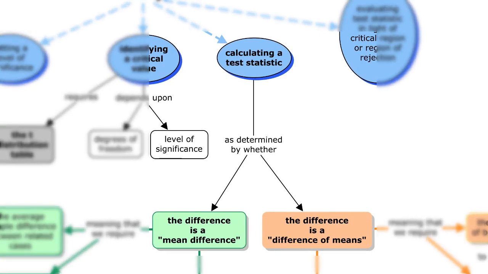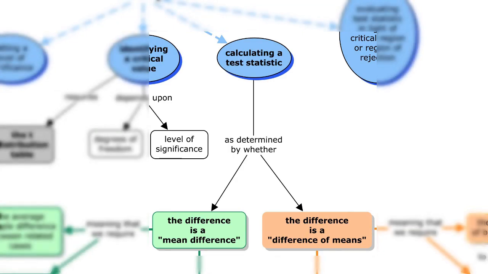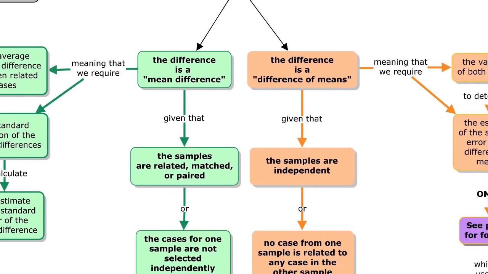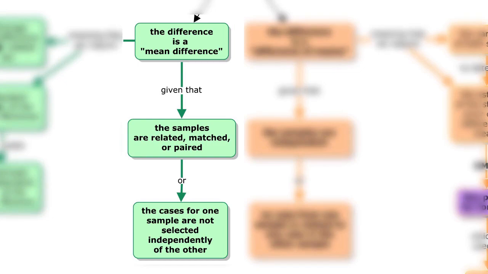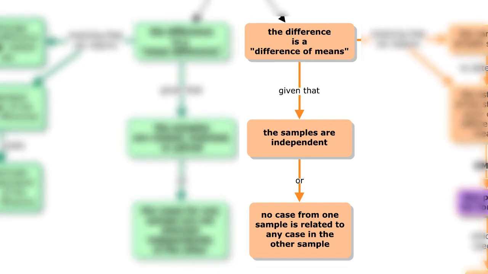This brings us to the core of our test, and is determined by whether or not we are looking at a difference which is a mean difference or is a difference of means. In the case where the difference is a mean difference, we are looking at samples that are related, matched, or paired. Or in other words, the cases for one sample are not selected independently of the other. In the event that the difference is a difference of means, we are looking at samples that are said to be independent of one another. In other words, no case from one sample is related to any case in the other sample.